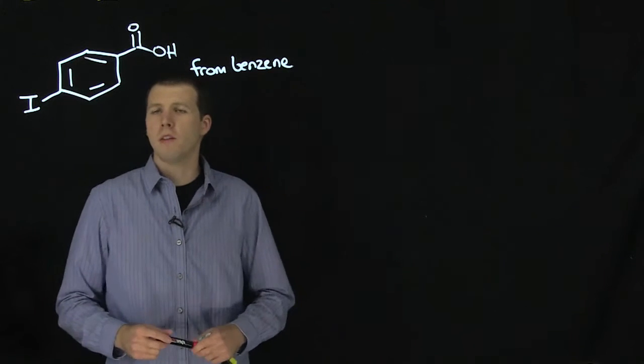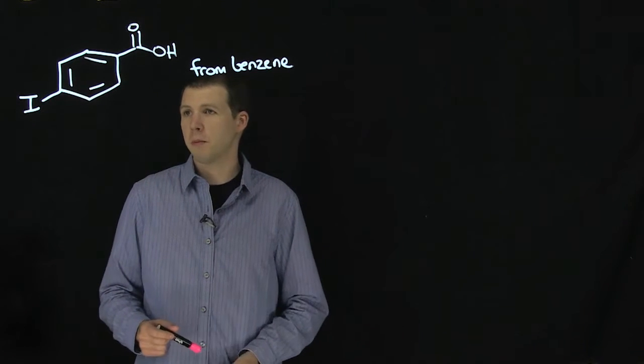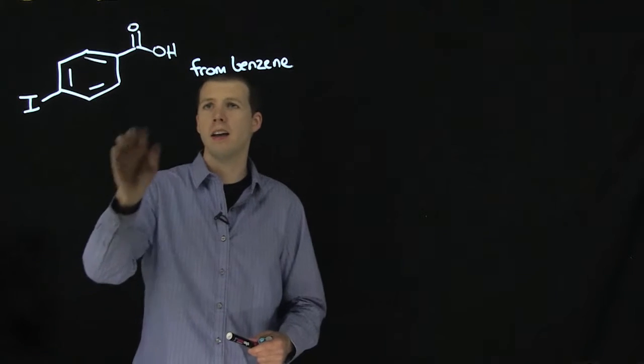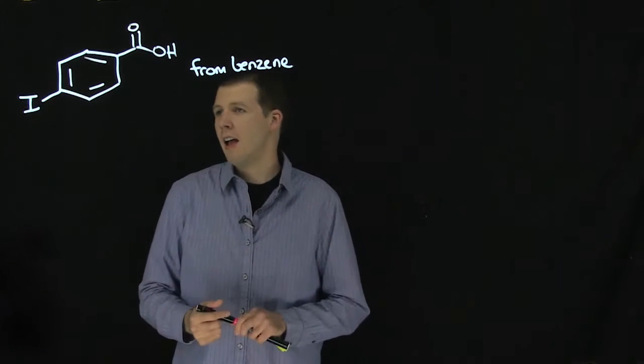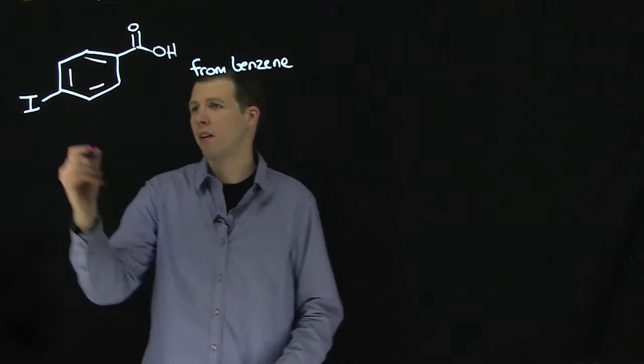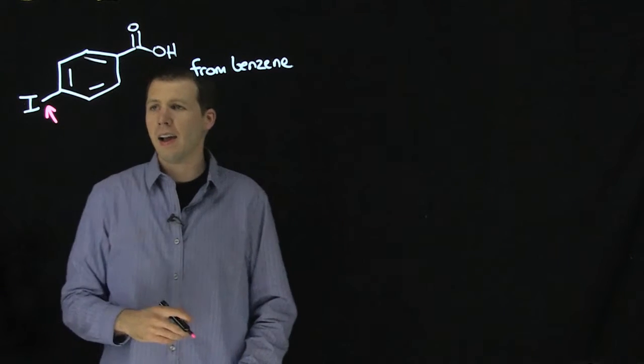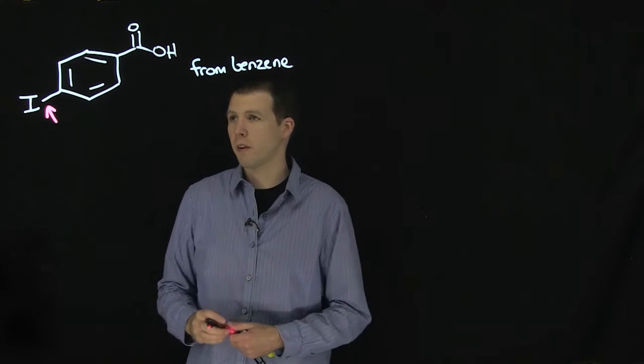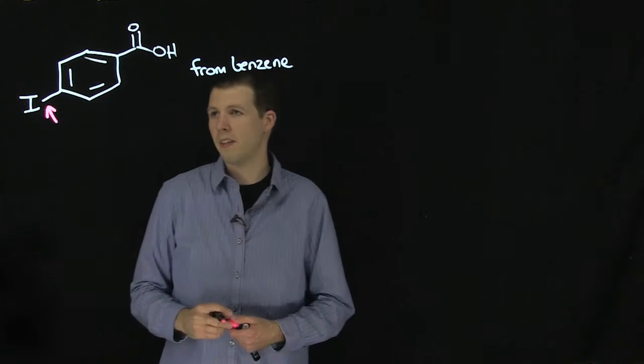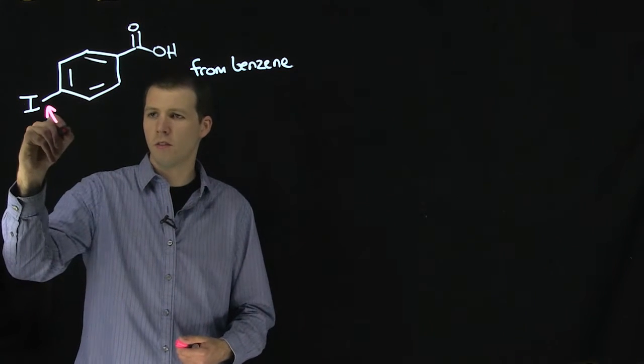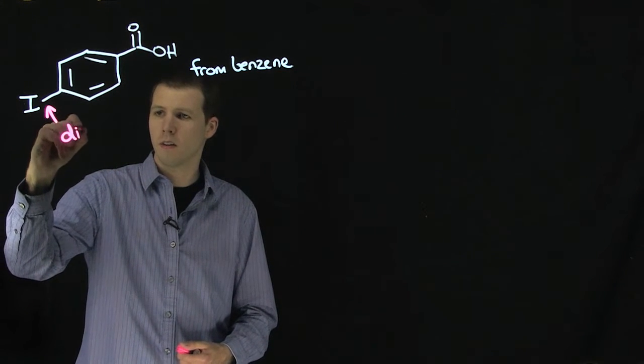In this problem, we want to synthesize this para-disubstituted benzene. We have an iodide and a carboxylic acid. And a couple of things to think about here. For this iodide, we don't have a direct electrophilic aromatic substitution reaction to put that on there, so we'll need to do this through the diazonium ion chemistry.